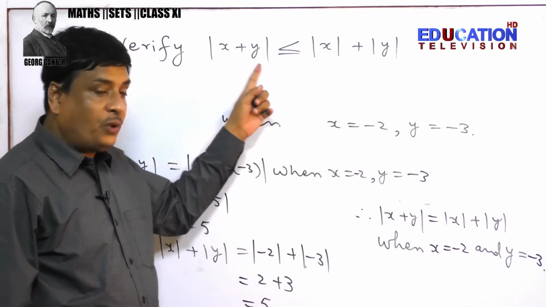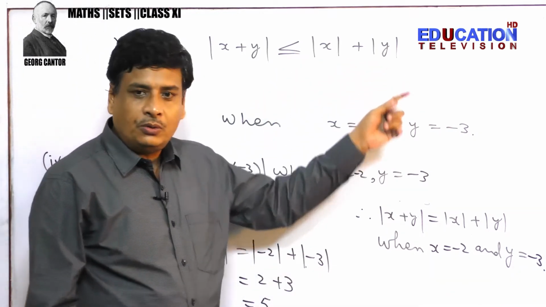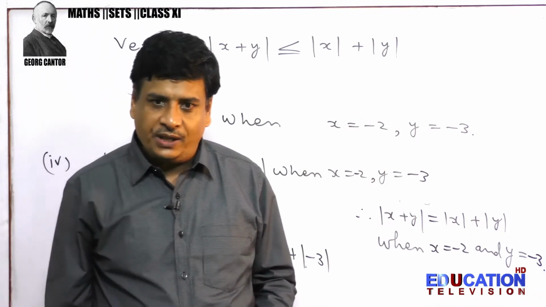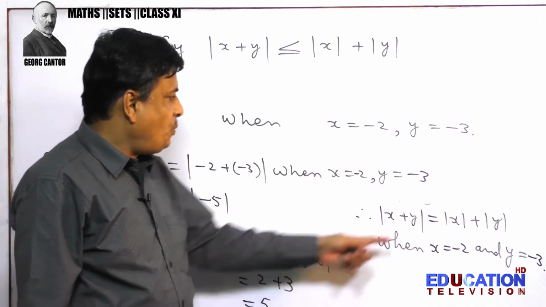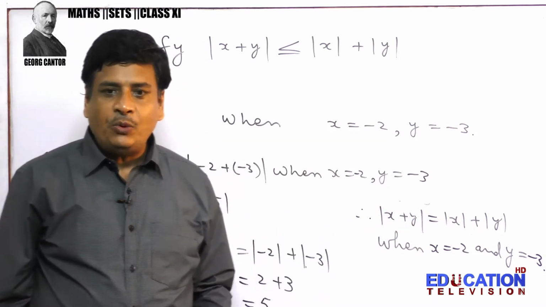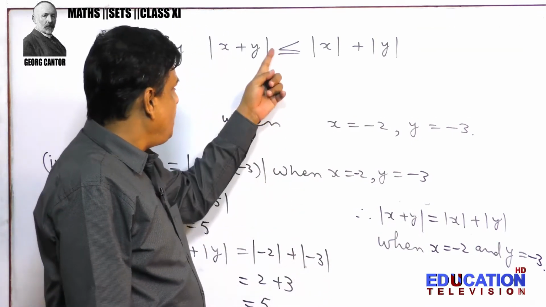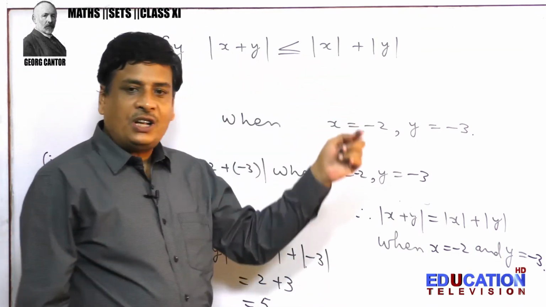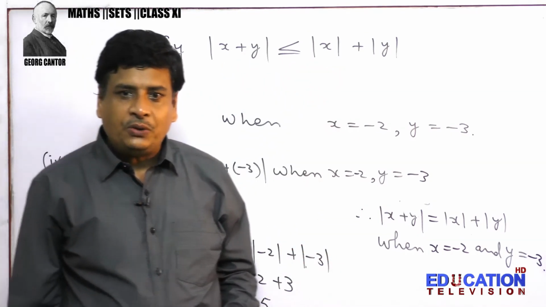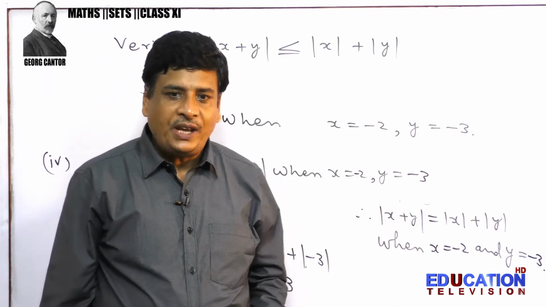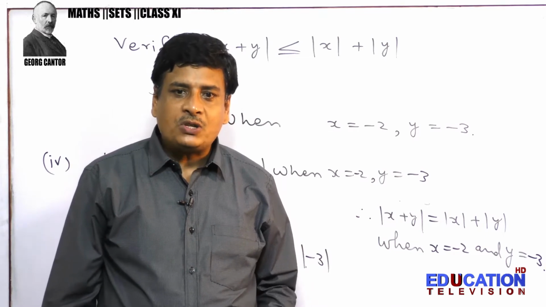So what we observe is that modulus x plus y is less than or equal to modulus x plus modulus y. If x and y both have the same sign, then equality occurs. If x and y have different signs, then inequality occurs. So either this is less than modulus x plus modulus y, or modulus x plus y is equal to modulus x plus modulus y. So by taking examples, the relation has been verified. First was the proof.